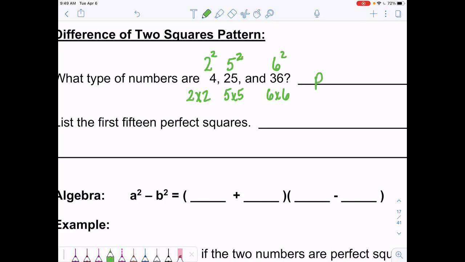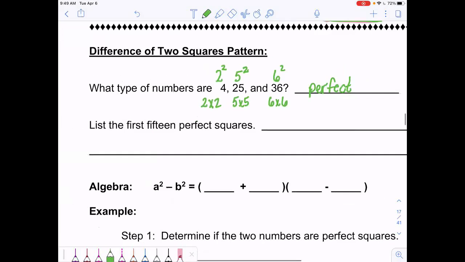These numbers are called perfect squares. They are perfect squares because you can take the square root of them and get an exact value. The square root of 36 is 6. The square root of 25 is 5. So that's what a perfect square is.